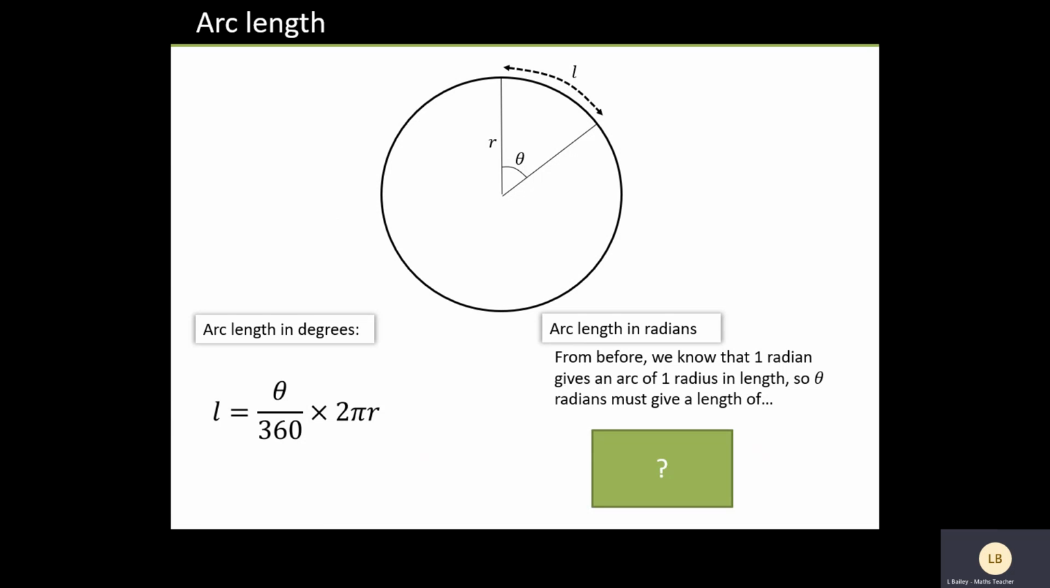For radians, this time, instead of there being 360 degrees in a full circle, there are 2 pi radians in a full circle. So for radians, it would be theta over 2 pi times 2 pi r. So the 2 pi's would cancel, so you get this lovely neat formula that your arc length is just equal to r theta, when theta is your angle in radians.